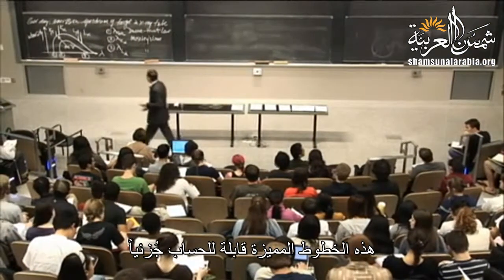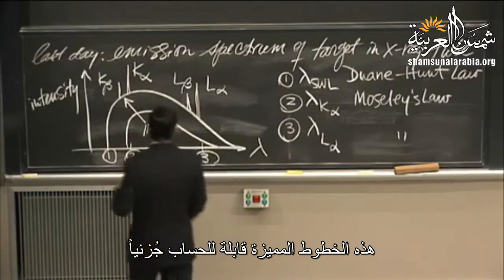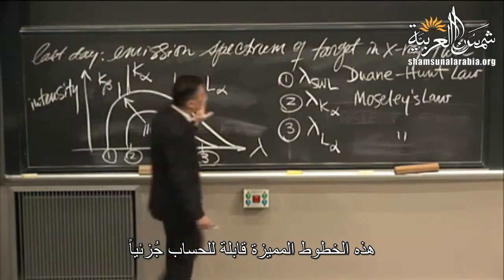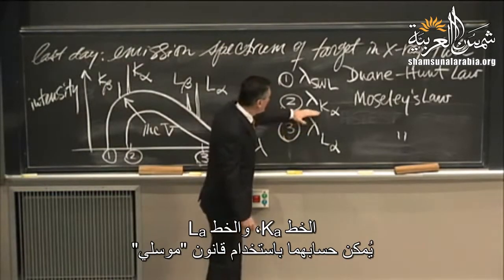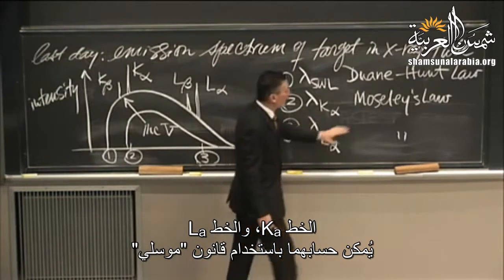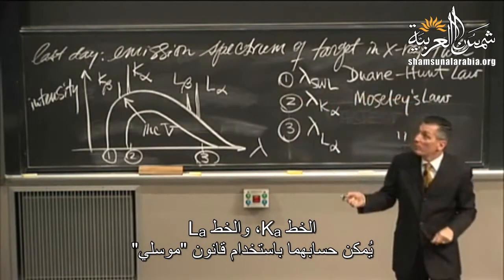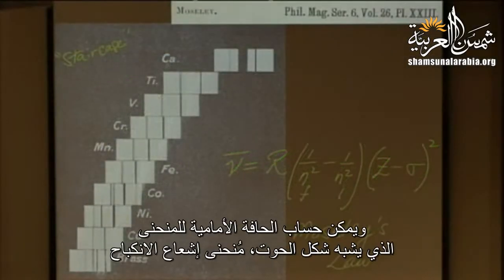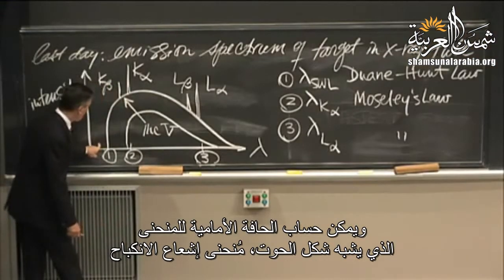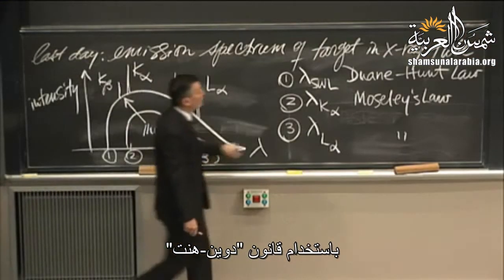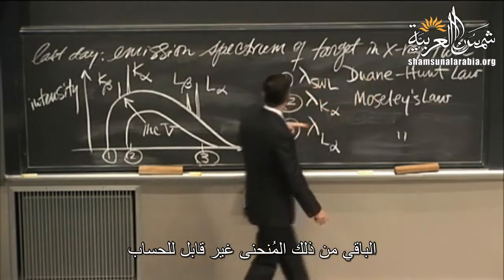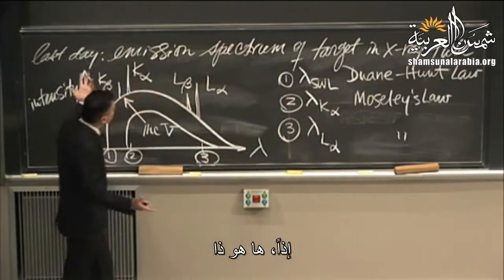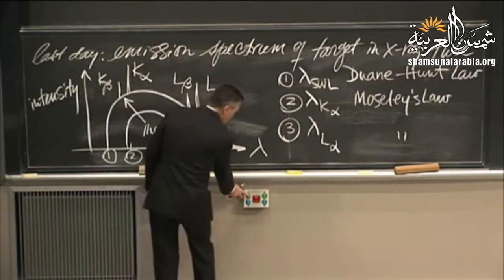Now, what happens is that these characteristic lines are calculable in part. The K alpha line, the L alpha line we saw from Moseley's law, which is up here on the slide, and the leading edge of the whale-shaped curve, the Bremsstrahlung, is calculable by the Duane-Hunt law. The rest of this is not calculable. So there it is.